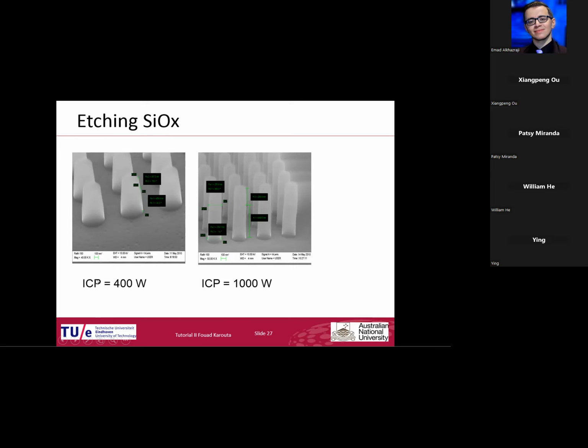At 400 watt ICP, you have a slanted shape, slightly conical. If you go to higher ICP power, you get it more vertical. Sometimes, if you are really interested in high aspect ratio etching, then consider going to higher ICP power. But again, that depends on the other parameters of the process as well.